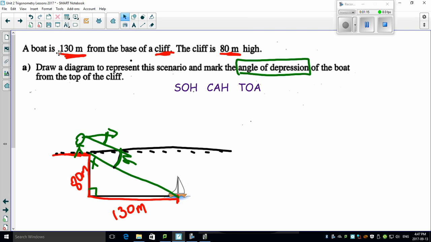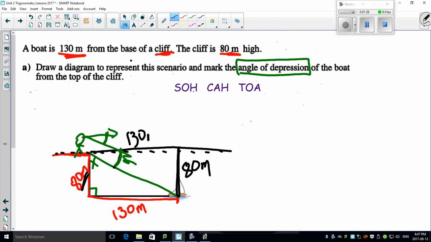Well, the cool thing is that you can just complete the rectangle. When you complete the rectangle, you can find out that this is 80 over here as well, because it is a rectangle. This is 130 meters up here, so you're actually solving this triangle, right? Now, if you know a little bit about mathematics, this angle will also match that angle. Let me prove it. Let's do the calculations for this right now.